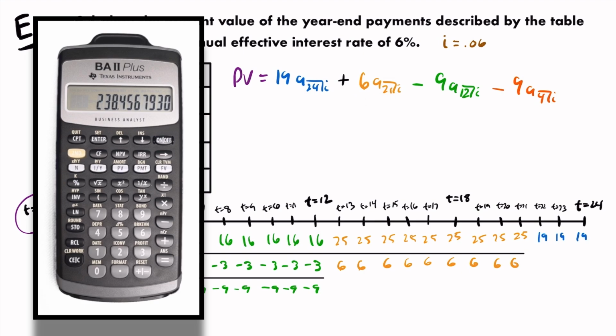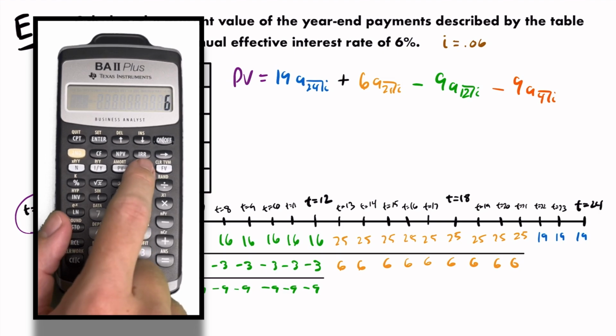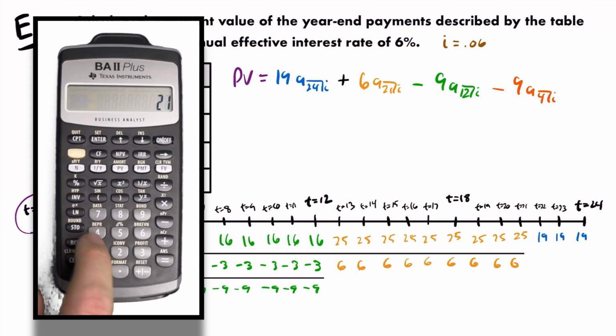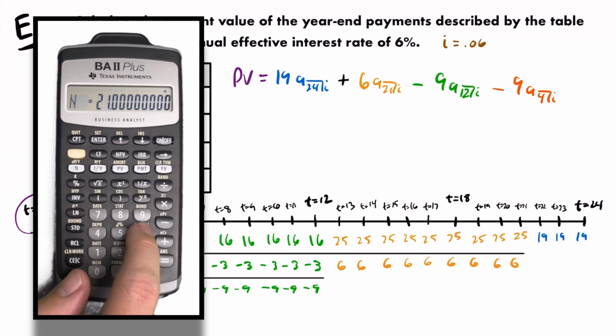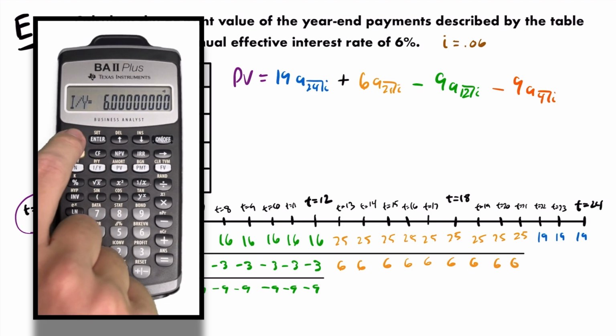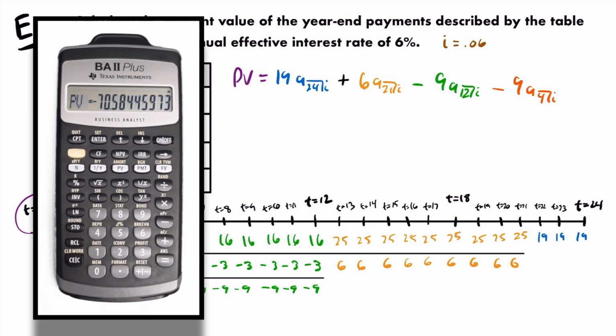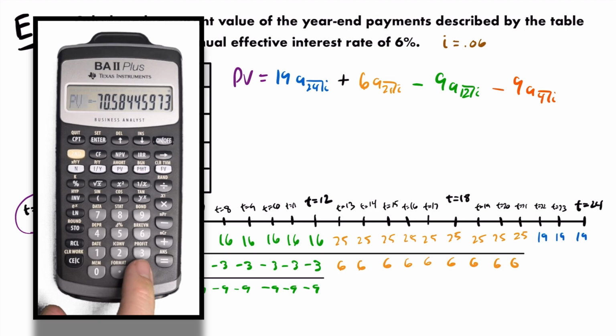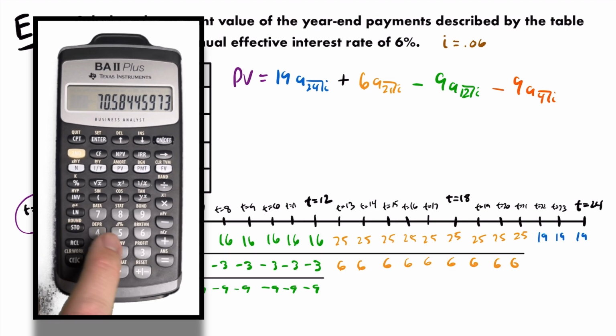We have 21 payments of $6. So I'm going to clear out time value money and start over. We have $6 payments and 21 of those payments, and the interest rate is still 6%. I'll hit compute present value. There's our next present value. I'm going to make it positive and store it in the 2 button.